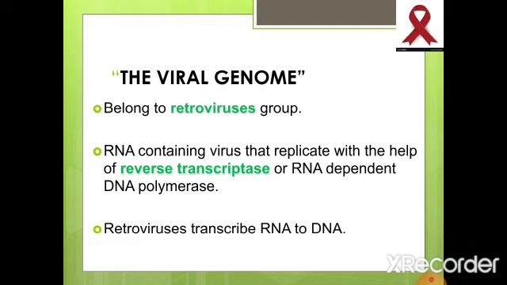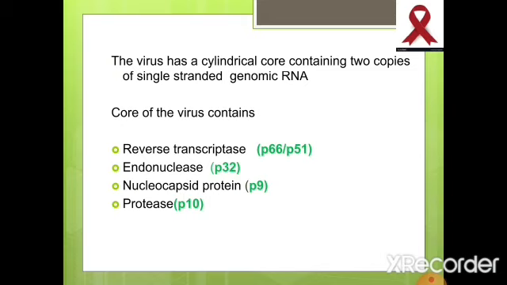The structure of the virus. Human immunodeficiency virus belongs to the retrovirus group. They are RNA-containing viruses that replicate with the help of reverse transcriptase, or RNA-dependent DNA polymerase. This virus has two copies of single-stranded genomic RNA. So the virus has a cylindrical core containing two copies of single-stranded genomic RNA.